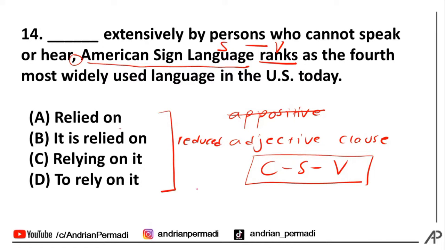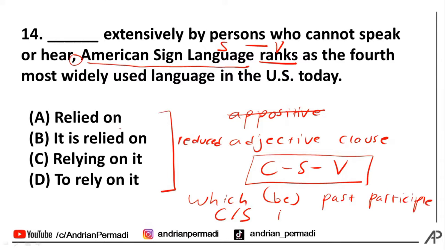The reduced adjective clause pattern is in this way. The connector that functions as the subject with the be, it can be is, am, are, and so on and so forth, and the past participle or the third form of verbs. The reduced adjective clause formula is where the connector and subject are omitted with the be. Hence, we will be left with the past participle or the third form of verbs. Now, if we look at the following choices, the past participle is only located in A. Therefore, the answer is A.